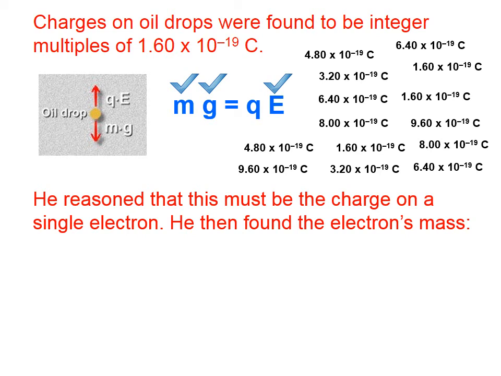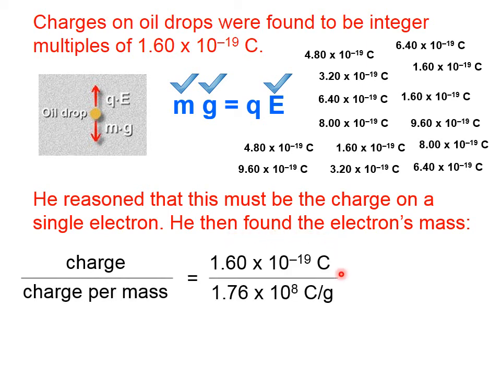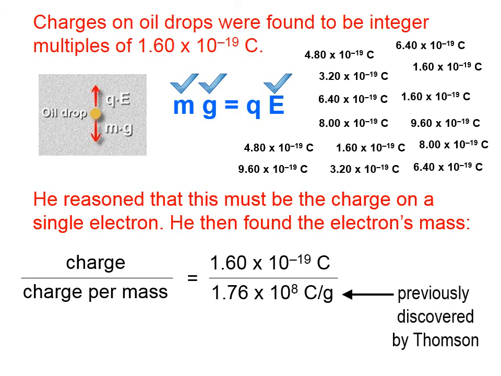So Milikin found the charge on a single electron, and then because Thompson previously had figured out the charge to mass ratio, Milikin was able to calculate the mass. Milikin found the charge on a single electron. Thompson had found the charge to mass ratio, and Milikin therefore found not only the charge on an electron, but also its mass, or its rest mass.